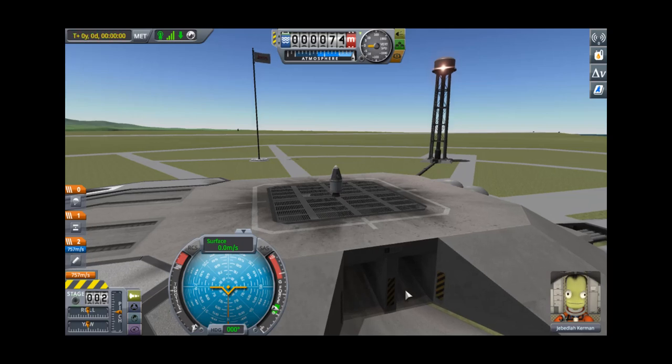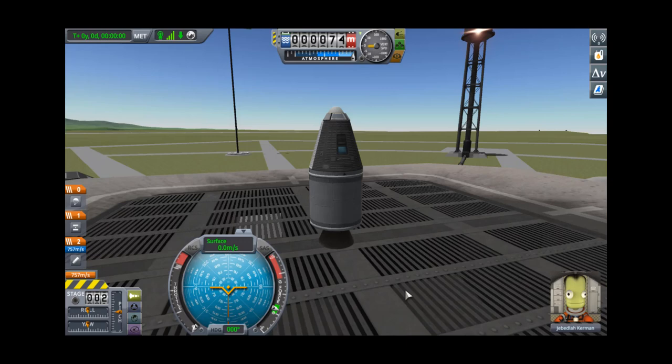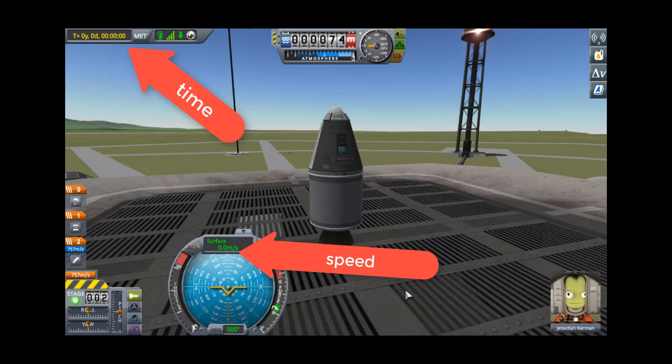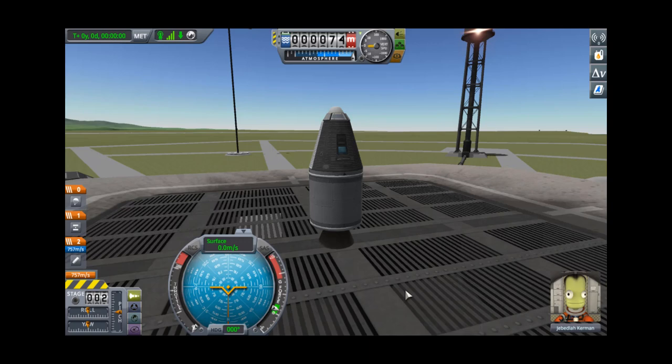Today's launch is a test of a suborbital rocket. If all goes as planned, the rocket will burn for about 8 or 9 seconds, reaching a speed of around 600 meters per second and an altitude of about 2,400 meters at engine cutoff. After that, we're not really sure what will happen. Hopefully, Jeb will be okay. Are you ready, Jeb?